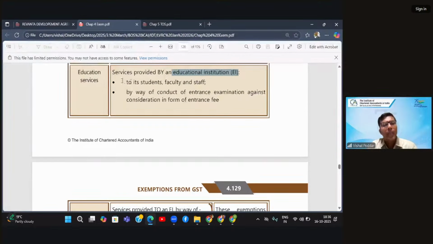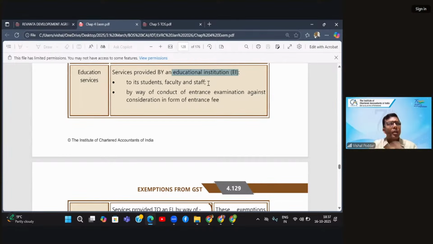Now, importantly, any service which this educational institution is providing to the students, to the faculty, that is the teaching staff, or to the other non-teaching staff, that is accountants, peons or other housekeeping and maintenance staff, all these services provided to the students or the faculty or the staff by the educational institution are exempt. Here the name is not specified, so it is not necessary that the nature of service should be education. The nature of service can be anything. So if the school is tomorrow taking you for a trip and charging fees for the trip, that is also exempt.